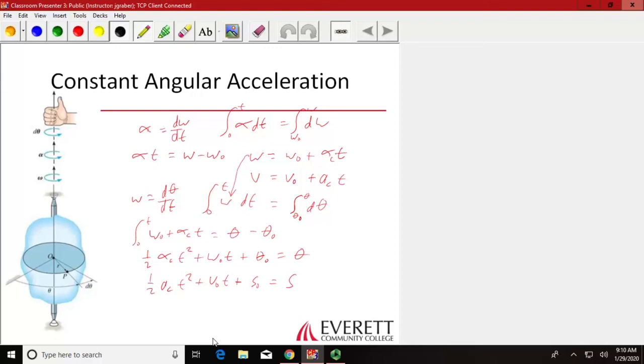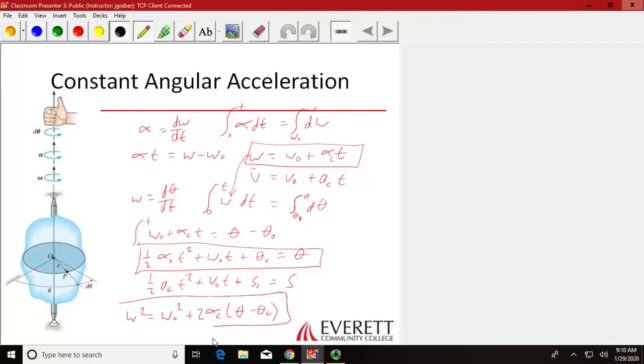So we have two constant acceleration equations. Our third constant acceleration equation we solve the same way we did with the other one, and it is omega squared equals omega naught squared plus 2 constant acceleration times theta minus theta naught. That's our third constant acceleration equation, and we get it from alpha d theta equals omega d omega.